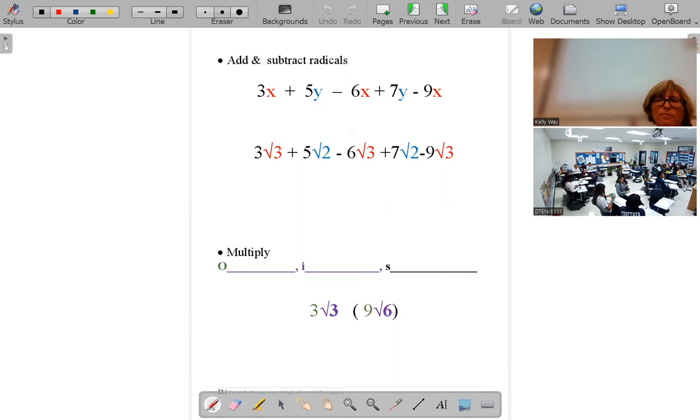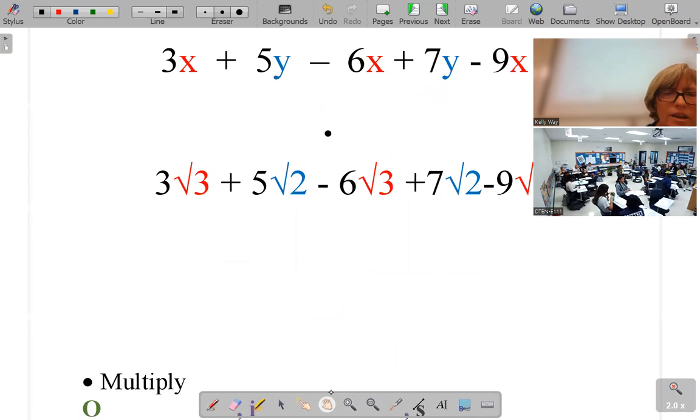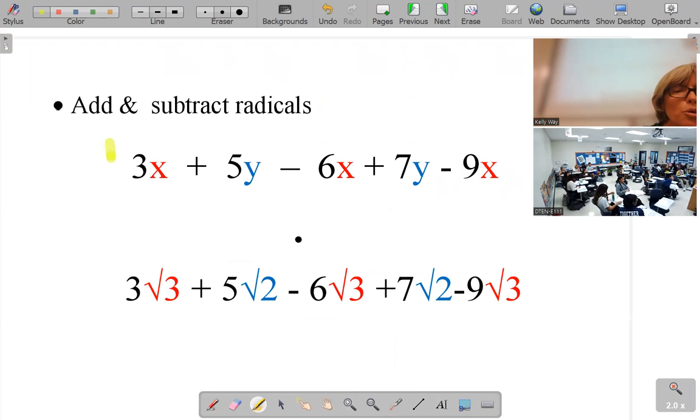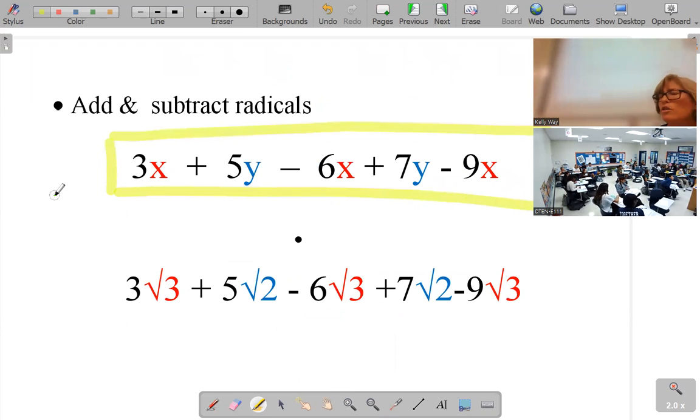Add, subtract, multiply, divide radicals. Step number 1. I want you to collect like terms. Go.